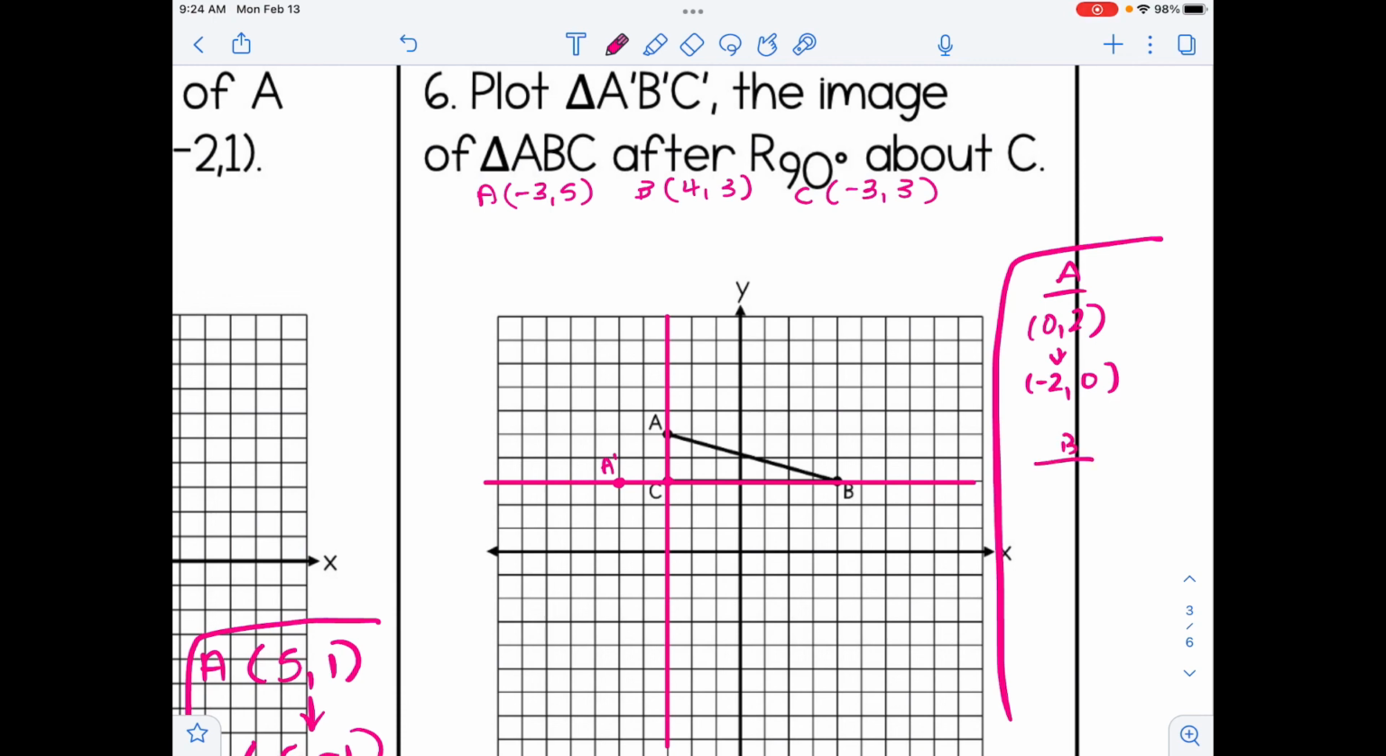B, if I take a look at my new axes, looks like 1, 2, 3, 4, 5, 6, 7, 0. If I apply the rotation of 90 degrees, negate y, then switch, I get 0, 7. And I'm going to plot that using my new axes.